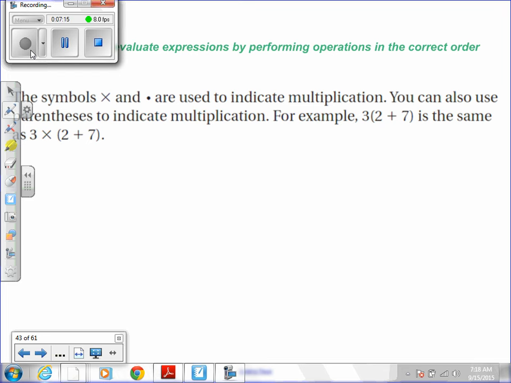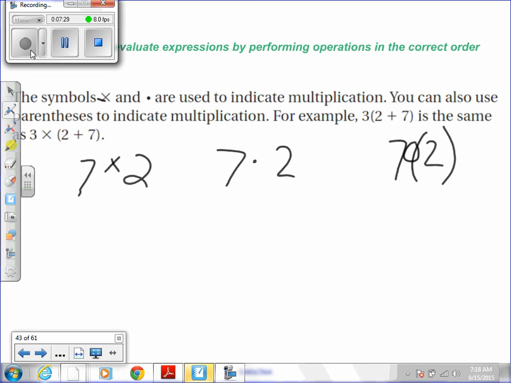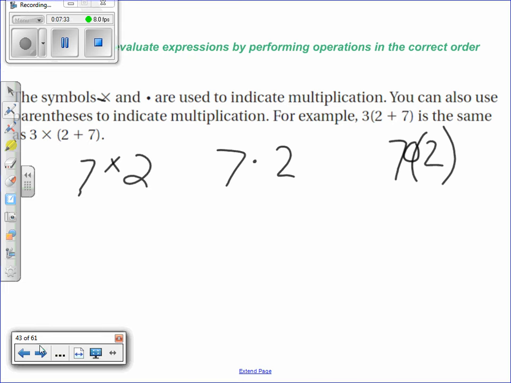All right, just a quick thing. In 6th grade in middle school, you'll see different ways to write multiplication. So the x that you're used to using can be used to write multiply, 7 times 2. You might also see a dot, like that, which means 7 times 2. Or you might see something right next to parentheses with nothing in between. That also means 7 times 2.